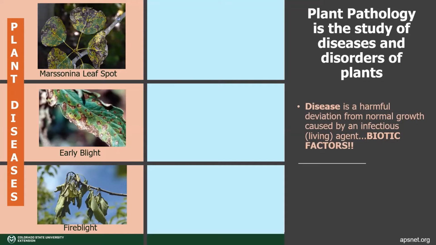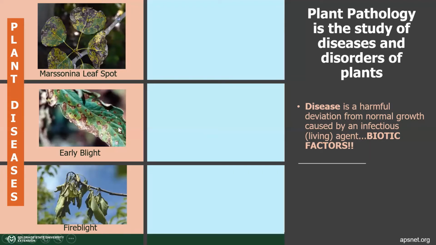And we have three examples here of plant diseases. We have first Marssonina leaf spot, which is the name of the disease, and these are some of the symptoms that it causes here on the top left side of the screen. Marssonina leaf spot is caused by a fungus called Marssonina. It is common on aspen trees.